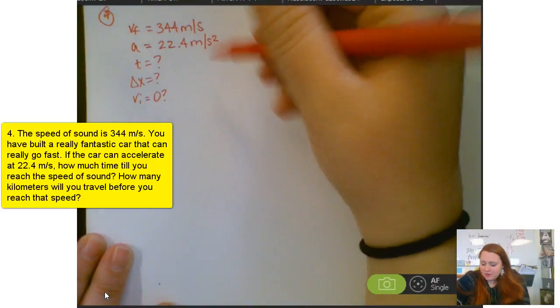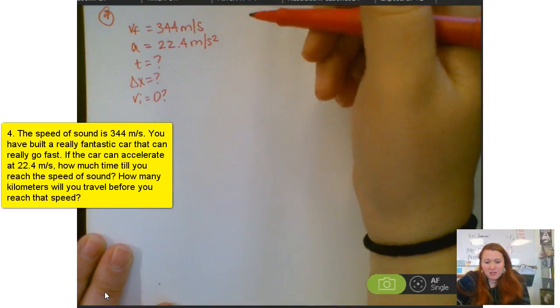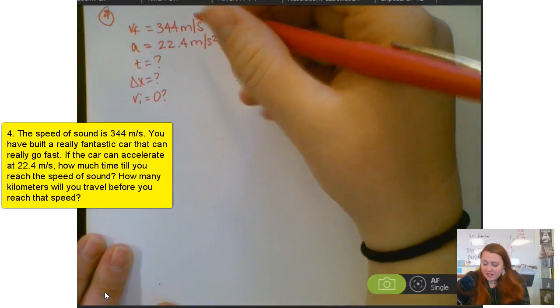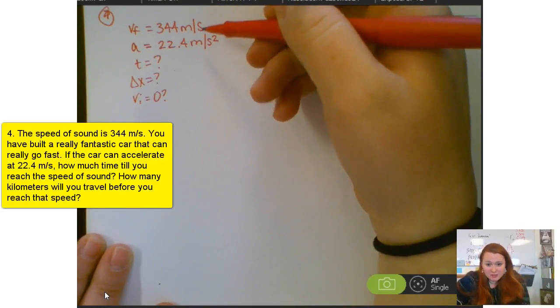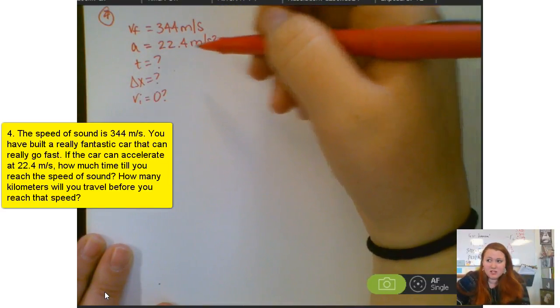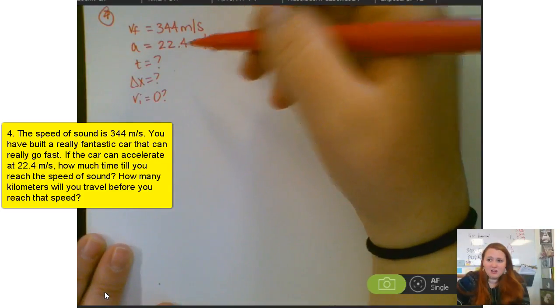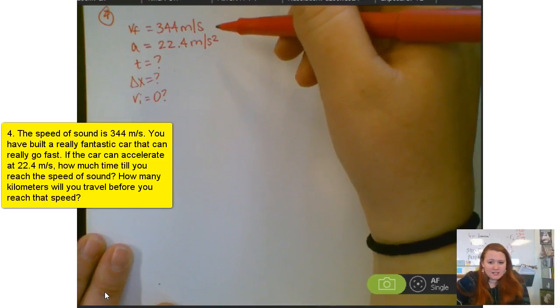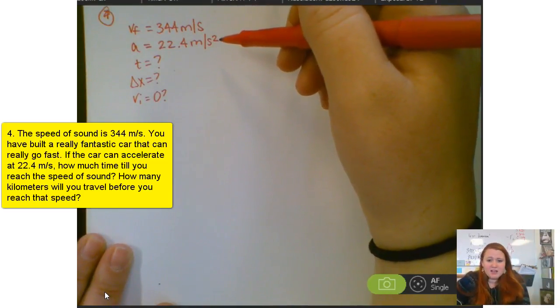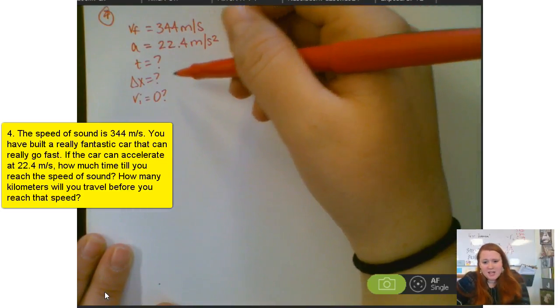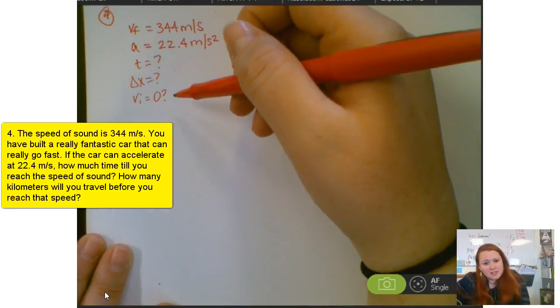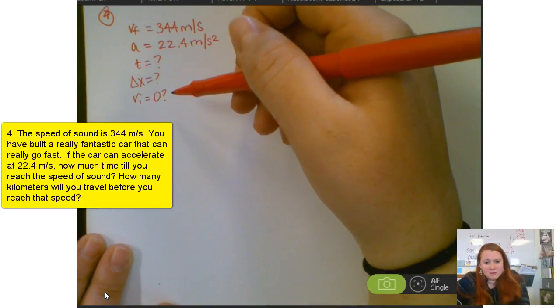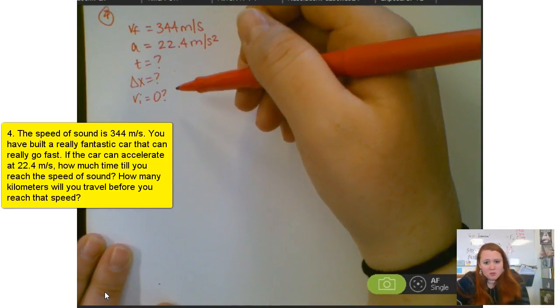Alright guys, I've already written down for number 4 what we know. We have a car that can go really fast, and we're actually going to be able to reach the speed of sound, 344 meters per second. The question asks us how long it takes to get to the speed of sound, so I went ahead and said my final velocity needs to be 344 meters per second. It gives us an acceleration of 22.4 meters per second squared, and you have to make the assumption again that our initial velocity is 0. I mean, we have to assume that before we're moving, we're not moving.